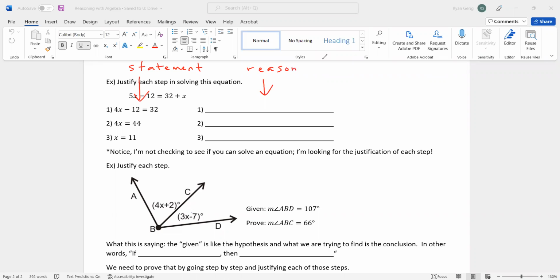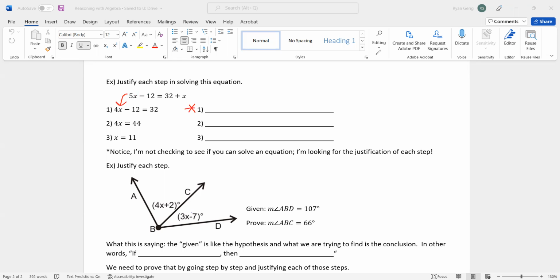So why are you able to make that specific statement? Okay, so I'm gonna get rid of that stuff and we're gonna do this one. If I start with 5x minus 12 equals 32 plus x, I am able to say 4x minus 12 equals 32. Well, what did I do? What allowed me to go from here to here? Whatever allowed me to do that is what goes on line 1.